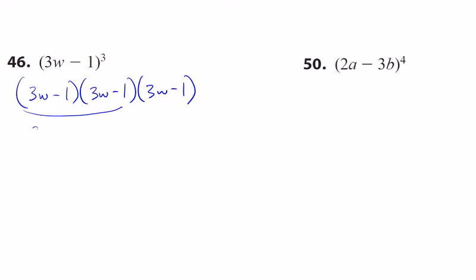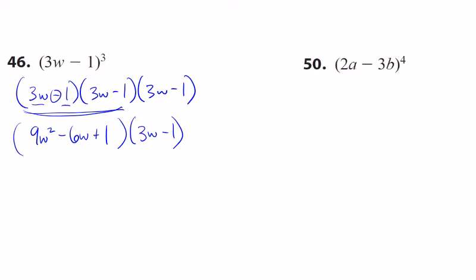3w squared is 9w squared. Then we could do this times this doubled. And so 2 times 3w is 6w times negative 1, or times 1 is 6w. And then this means we're going to have a minus, so it'll be minus 6w. And then we get 1 squared, which is 1. It'll be plus 1, right? So that's what this turns into, and that's using our shortcut, but you can also FOIL it if you want.